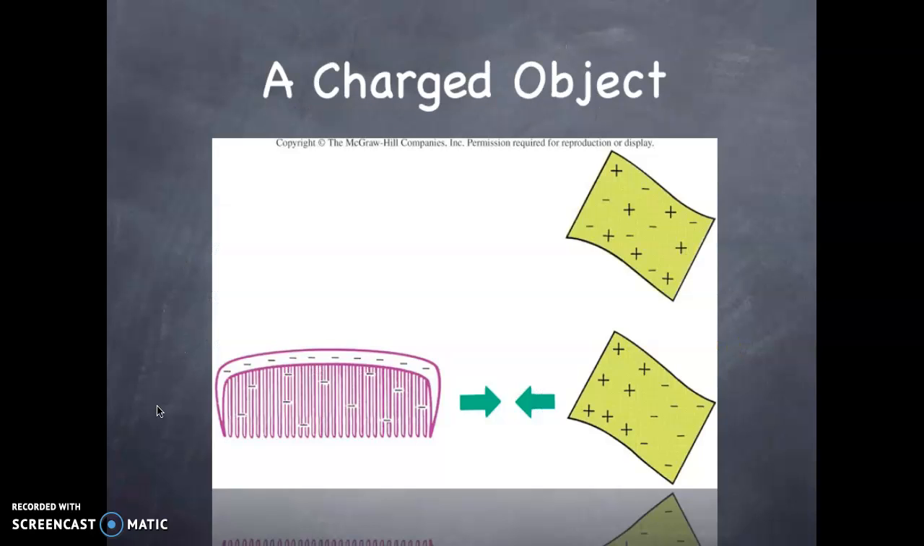Here's a case then. You can comb your hair briskly, and then once you do that, because of induction, you get positive charges pulled to one end of the bits of paper and negative charges pushed to the other end. And the comb is already negatively charged. Opposite charges attract, therefore you get this attraction going on here.